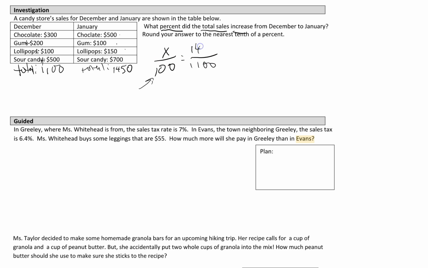We went up to 1450. Okay, now I have my proportion, so I'm going to cross multiply and divide. I can use a calculator for this, so 1450 times 100, and then I'm going to divide that by 1100, which, let me grab my calculator. You guys can use the calculator on your computers just fine.